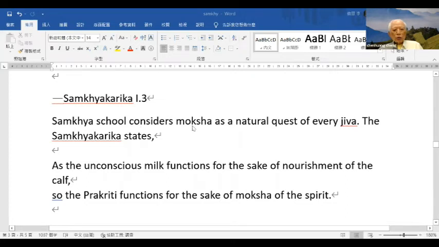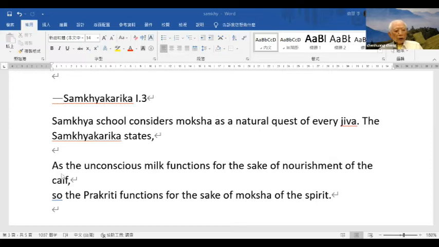The Samkhya school considers moksha as a natural quest of every jiva. A jiva means sentient being. Every sentient being has the natural quest. Quest means search or desire to have moksha. The Samkhya states, as the unconscious milk functions for the sake of nourishment of the calf, so the Prakriti functions for the sake of moksha of the spirit.